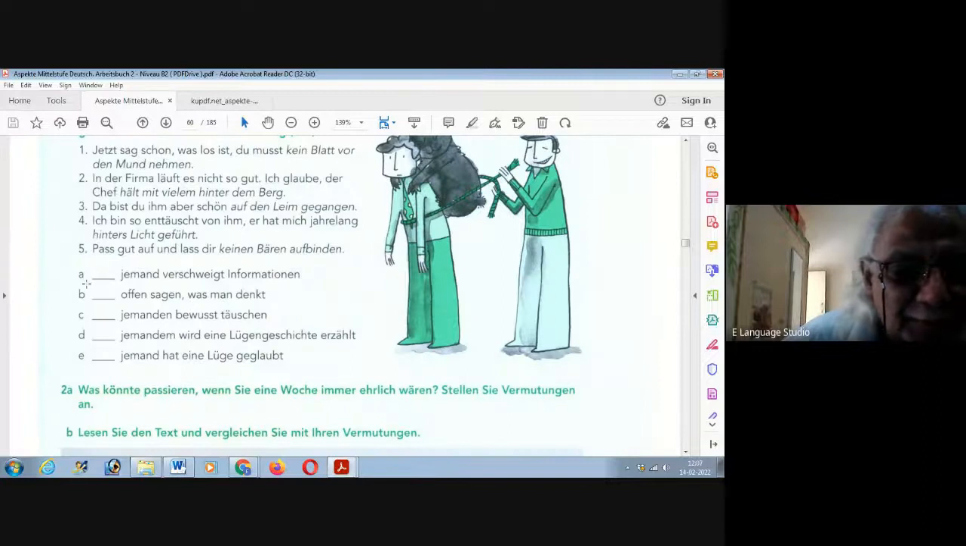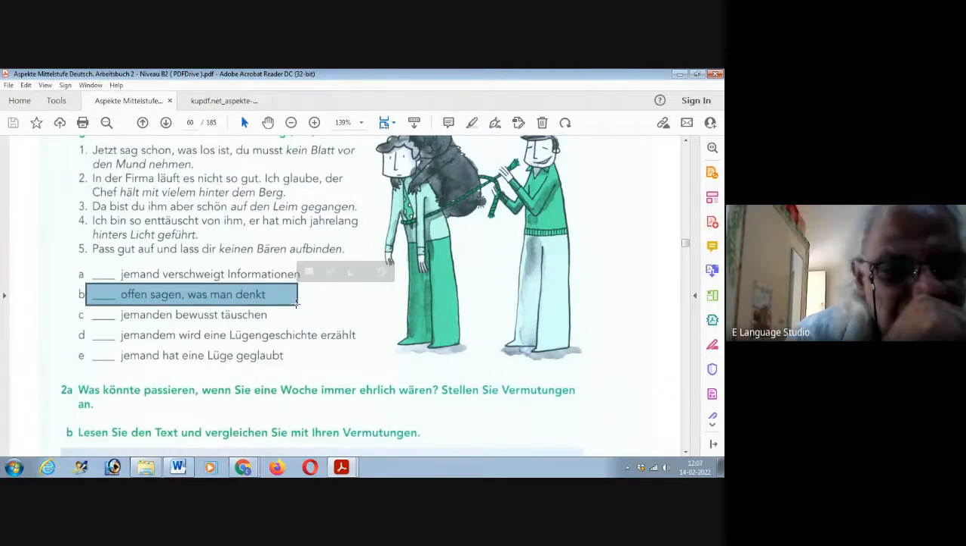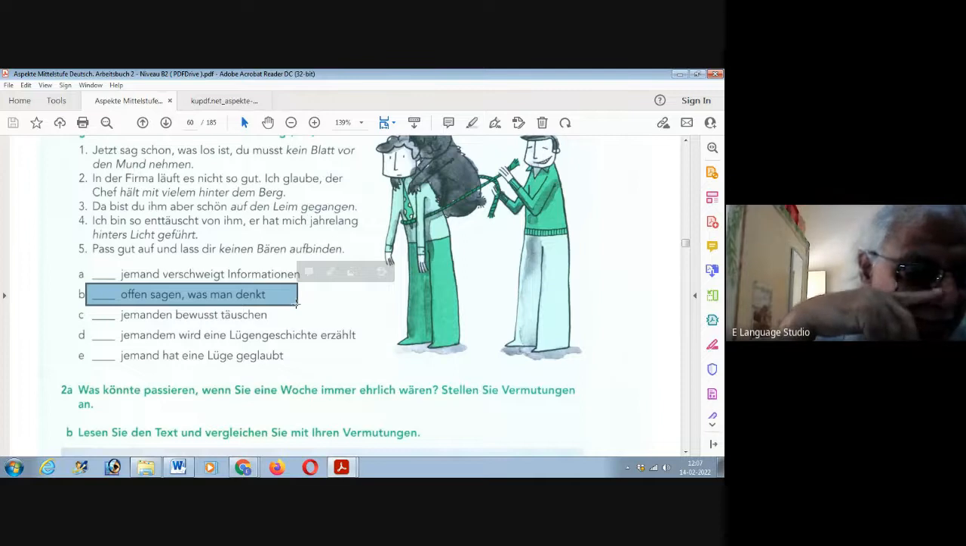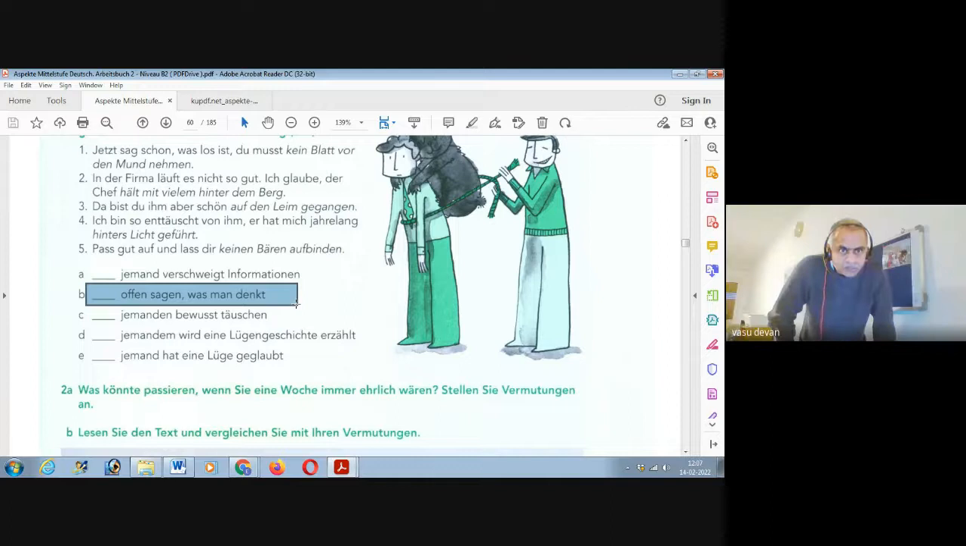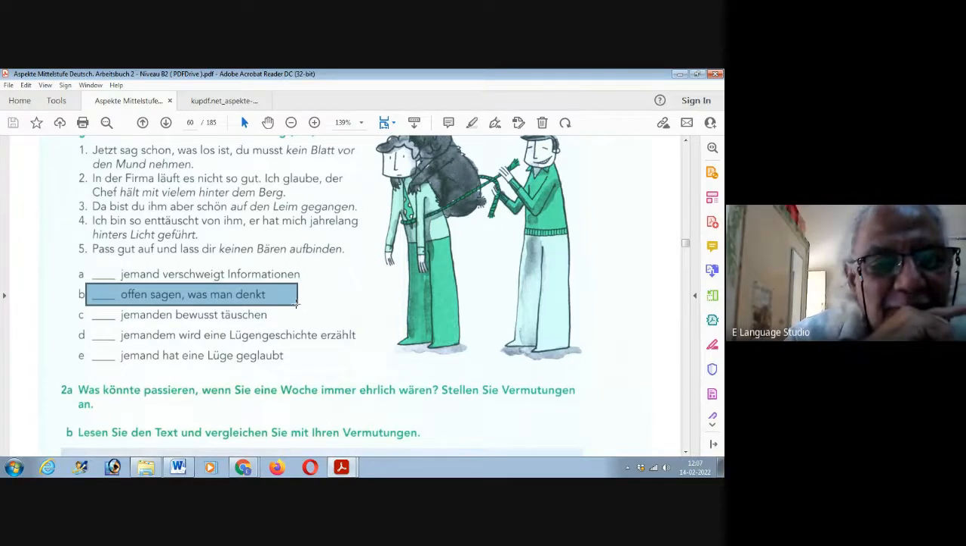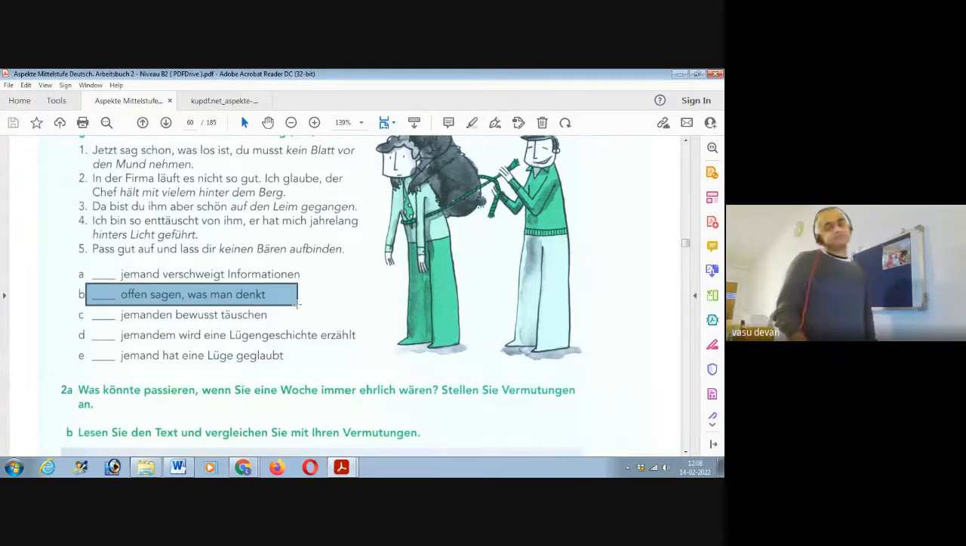Offen sagen, was man denkt. Jetzt sag schon, was los ist. Du musst kein Blatt vor dem Mund nehmen. Richtig. Also kein Blatt vor den Mund nehmen bedeutet offen sagen, was man denkt. Be frank. Also nimm kein Blatt vor den Mund. Offen sein. Ja, sei offen.